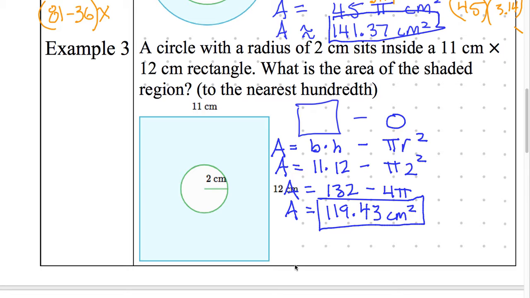I did 120. Am I wrong? If you did 120, you are in fact wrong. You need to have 119.43. That is the only answer I will accept.